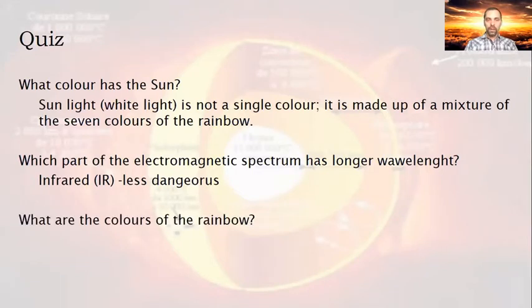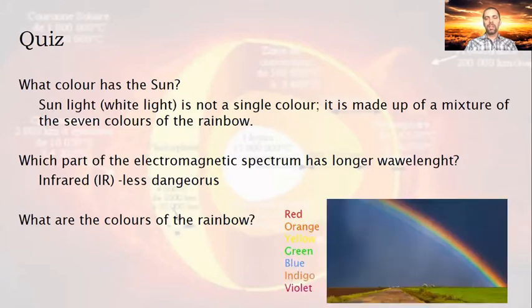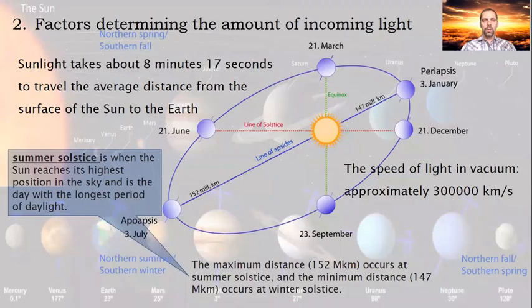The third and the last question, what are the 7 colors of the rainbow? These are the red, orange, yellow, green, blue, indigo, and violet. In the second part of the video, I will talk about the factors determining the amount of incoming light.